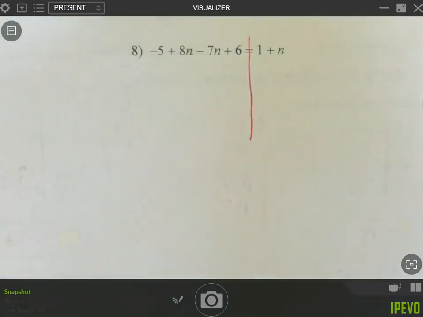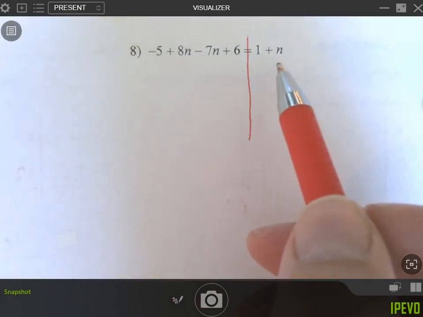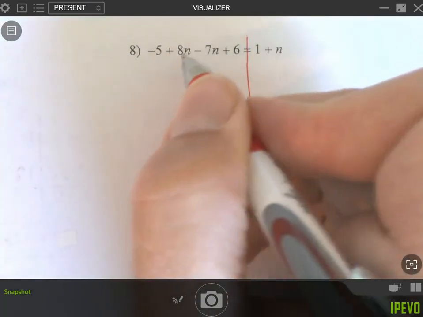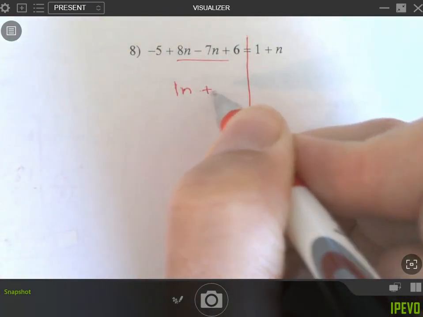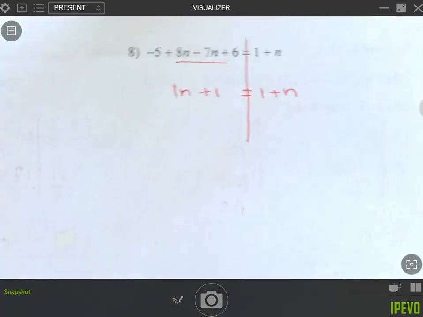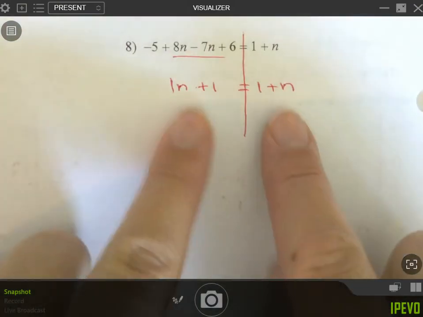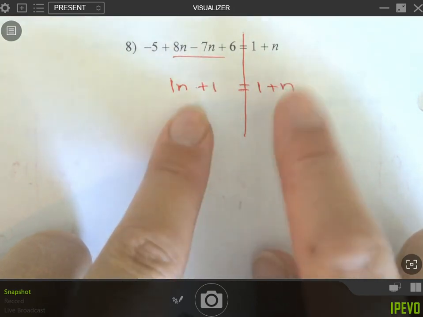So I think most of you got to this point. Now, I prefer to clean it up because if I start moving things, I've got a lot of stuff going on. So I prefer to clean it up first. Don't cross the line, don't change a sign. Add my like terms. I get 1n, negative 5 and 6 is positive 1, and that equals 1 plus n. So if I clean it up first, I automatically look at this. Some of you can look at this and say, wait a minute, this is always going to be equal to each other, right? It's always true. You have a mirror here.